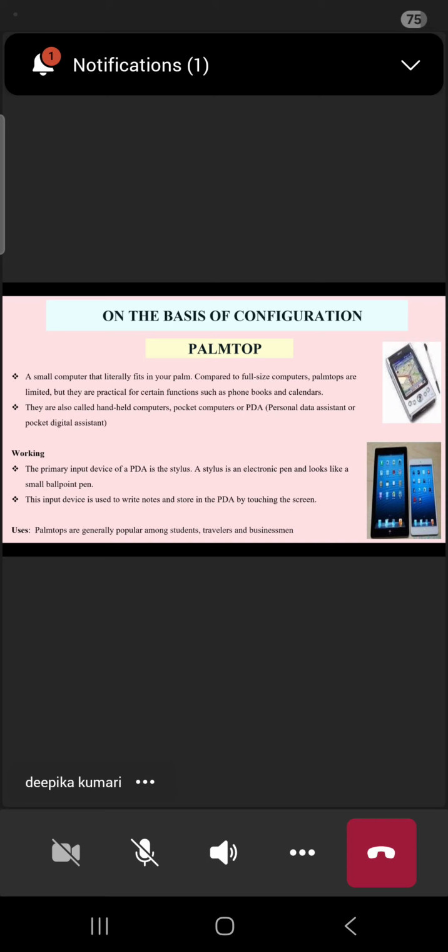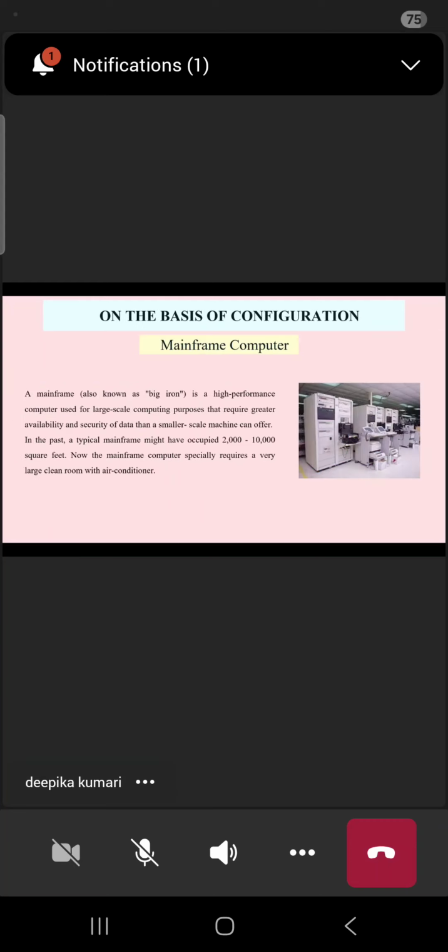They have this kind of appearance, so they are specific to a particular task, and this input device is used to write notes, like to store in a PDA by touching the screen. The third type on the basis of configuration is the mainframe computer.